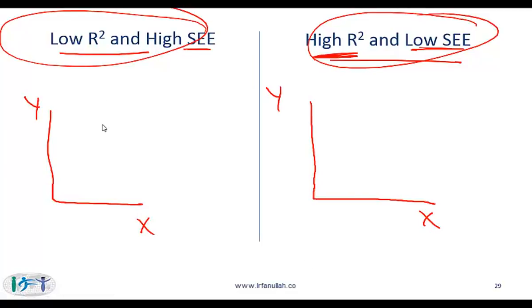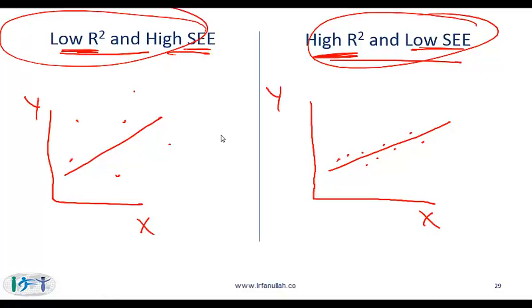So here is what you should be coming up with. A low R squared and a high SEE is a bad thing. So you might have a situation like this over here, where you have a regression line which doesn't do a great job of explaining the actual data. And high R squared, low SEE, this is a good thing. So here we are saying that we might have a regression line which does a good job of explaining the data.